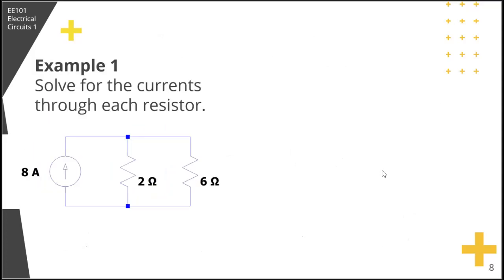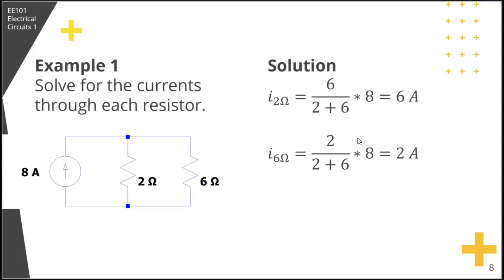Okay, example. For the current through each resistor, we have a current source and two resistors in parallel. So here we use the principle of current division. To solve for the current through the 2 ohm resistor, for the numerator we use the other resistance, 6, over the sum of their resistances, 2 plus 6 that's 8, times the source current, 8. So we have 6 over 8 times 8, which gives 6 amperes. Then the same for the 6 ohm resistor, so we have 2 amperes.